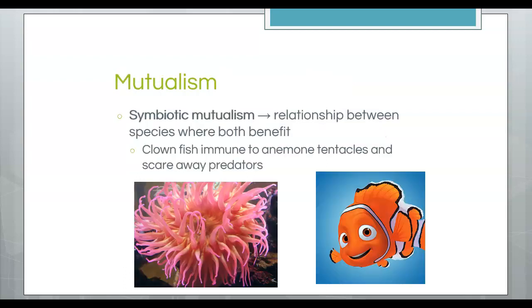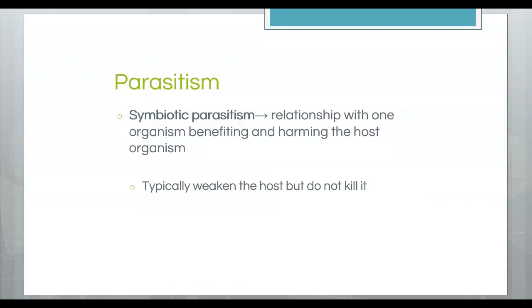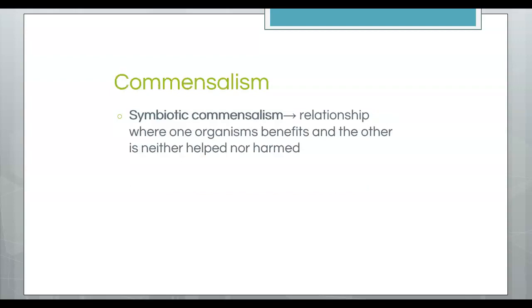For mutualism, we can look at where both species benefit. For the clownfish and the anemone, the clownfish can help to scare away some predators, and the anemone provides some protection for the clownfish. With symbiotic parasitism, this would be where maybe there's a parasite. It will typically weaken the host, but it won't kill it. So it does harm the host while the other organism benefits. And then symbiotic commensalism means that one organism benefits and the other one it doesn't impact, so it is neither helped nor harmed.